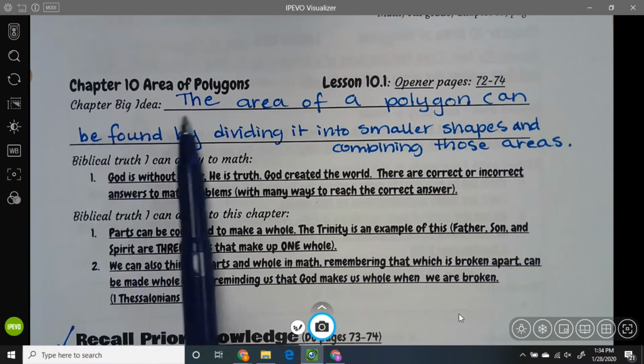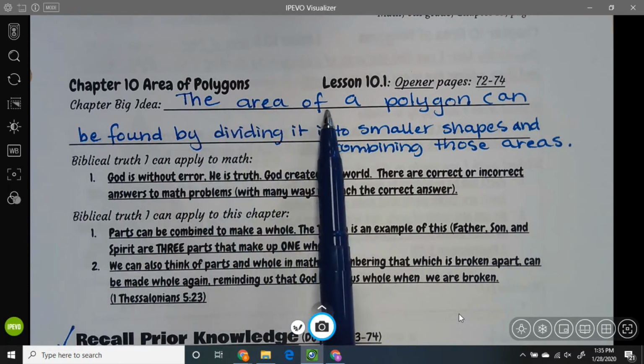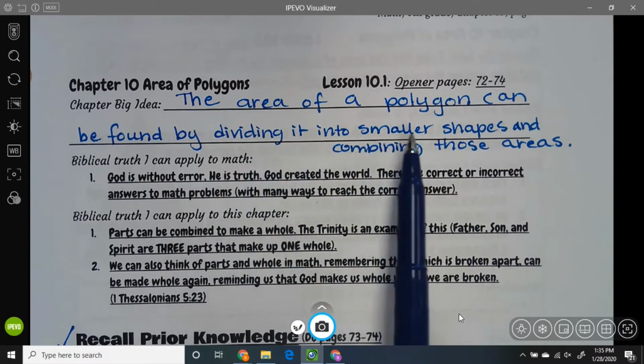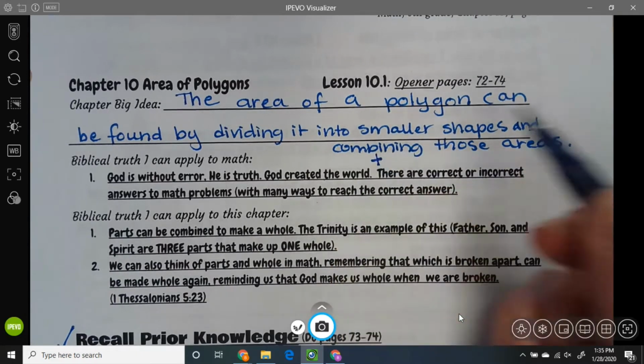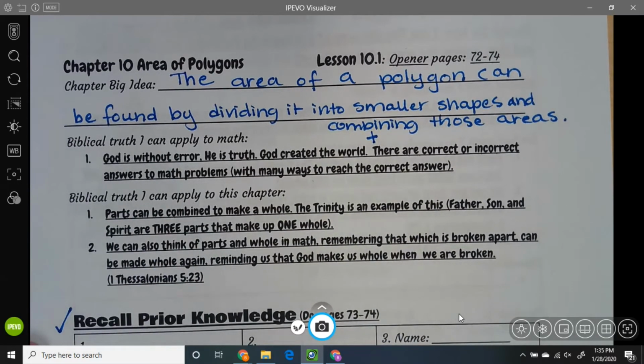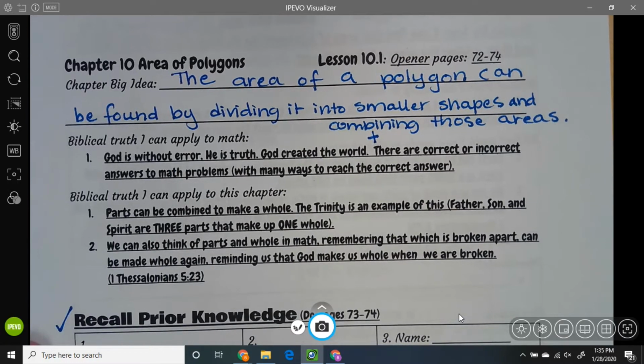So the big idea for this chapter is that we can find the area of polygons by dividing them into smaller shapes and then combining, which would be adding the areas of those smaller shapes to combine them into the larger polygon. So those are known as composite figures. We can apply these truths to math.